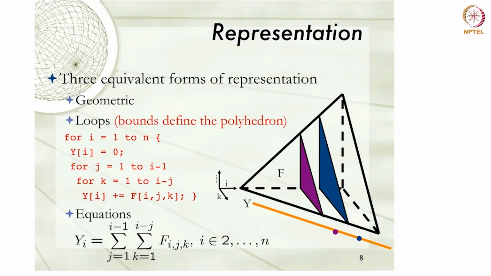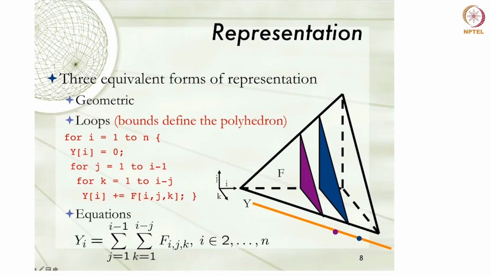You see that? k equals 1 to i minus j, or j equals 1 to i minus 1. And then for any given value of j, the k goes from 1 to i minus j. So there is a triangle. The size of the triangle is changing because the upper bound is related to i. The upper bounds of the two inner loops are i minus 1 and i minus j. And then I am computing this: y_i is accumulating f of i, j, k.